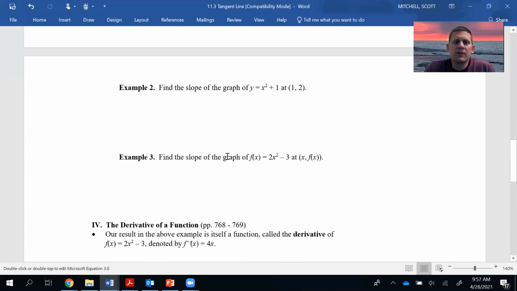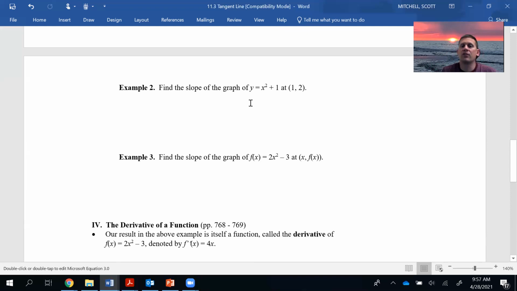So let's take a look at another example. Find the slope. So let's put this into practice. So find the slope of the graph, y equals x squared plus 1. So notice I have no place to draw a graph. I don't have my calculator pulled up, and I'm not going to. So could I graph it and find the slope by counting? Absolutely. But there's another way.